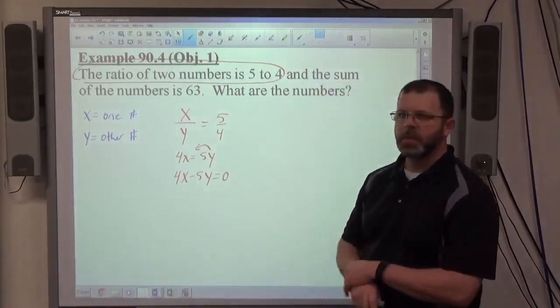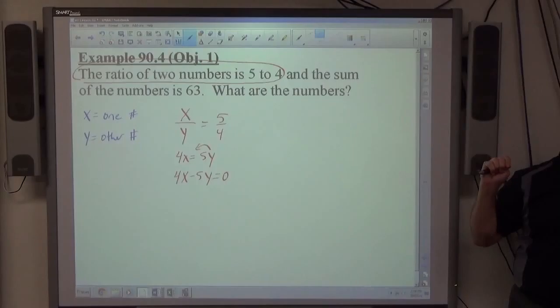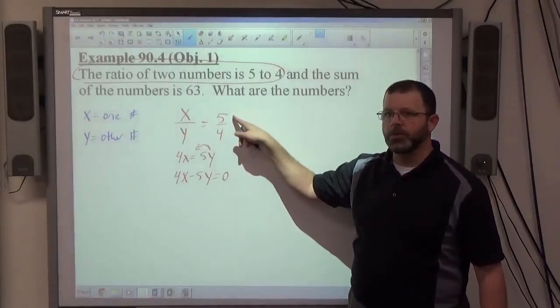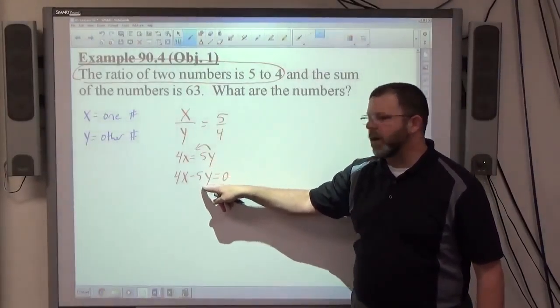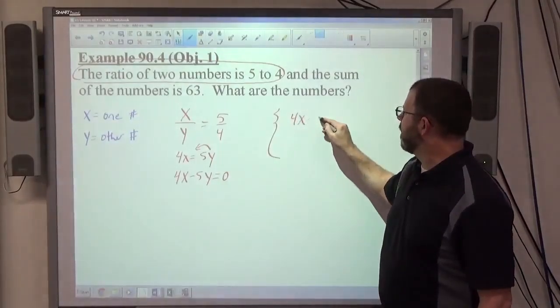Okay? If the problem says the ratio of pigs to goats in the barnyard was whatever, usually a little chart that we've done in the past, when it says the ratio of two numbers, handle it this way. When they're more vague about the ratio problem, ratio of two numbers, two things I don't know, over each other equals what the ratio is. Cross multiply, set it equal to 0. So there's my first equation, 4x minus 5y equals 0.